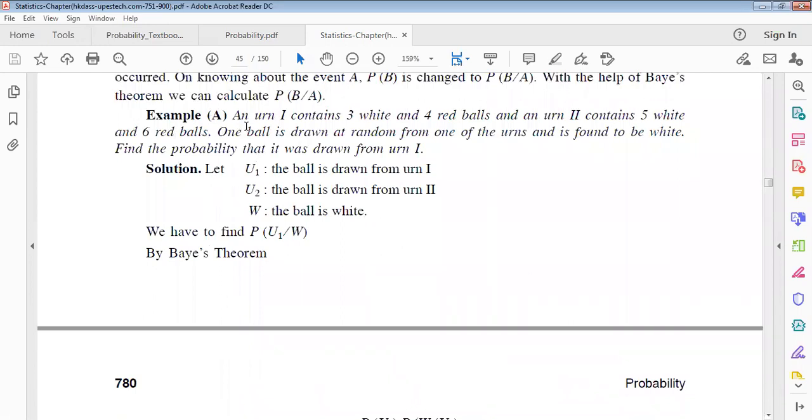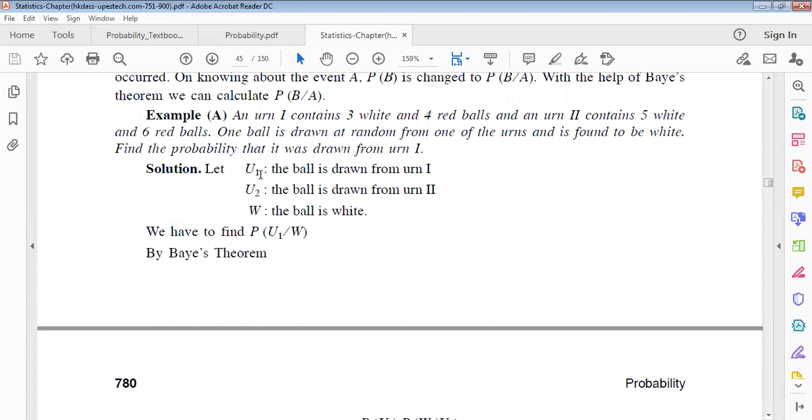Suppose this example: an urn 1 contains 3 white and 4 red balls, and another urn 2 contains 5 white and 6 red balls. That means there are 2 urns. One ball is drawn at random from one of the urns and is found to be white. Find the probability that it was drawn from urn 1. We have to find out the probability that it was drawn from urn 1.